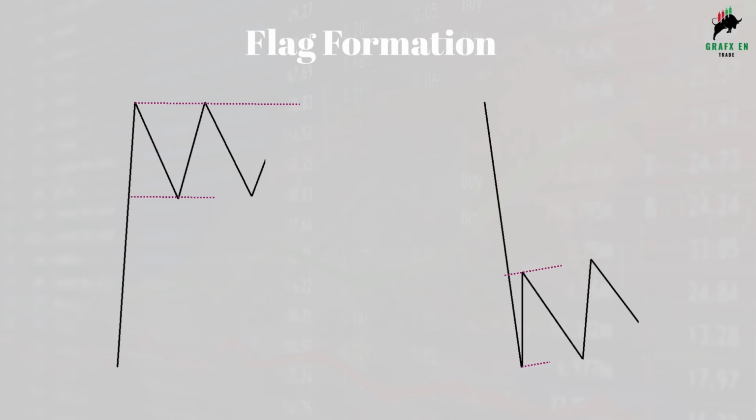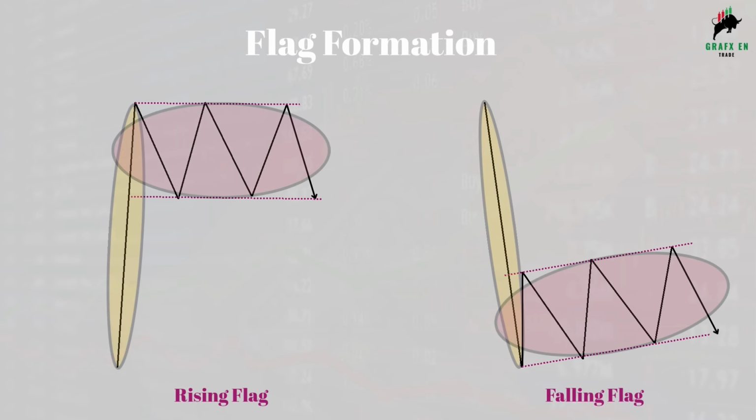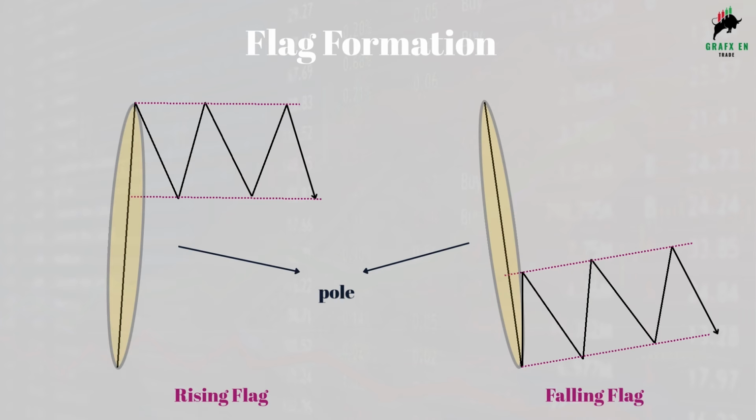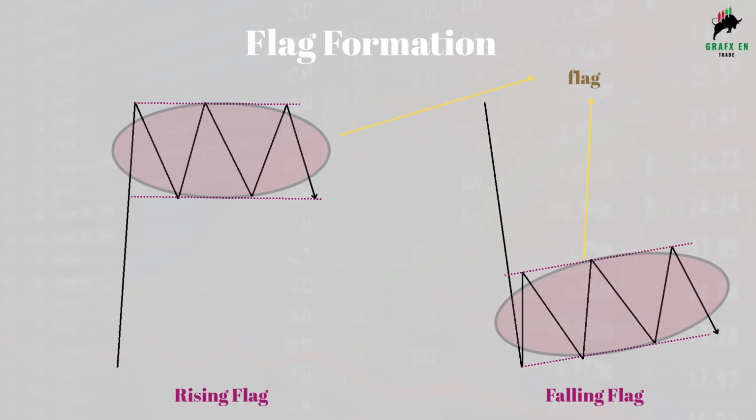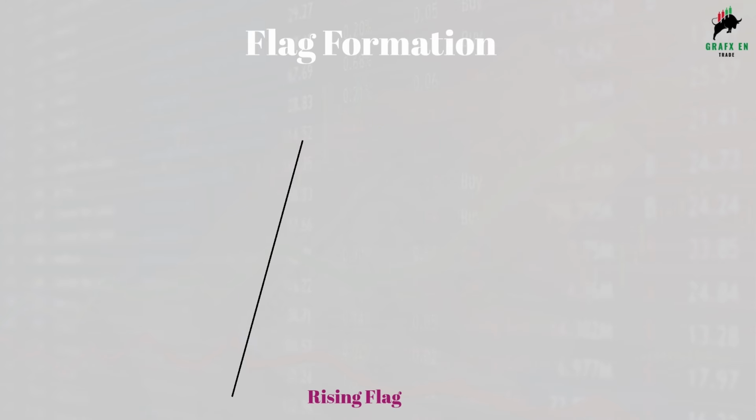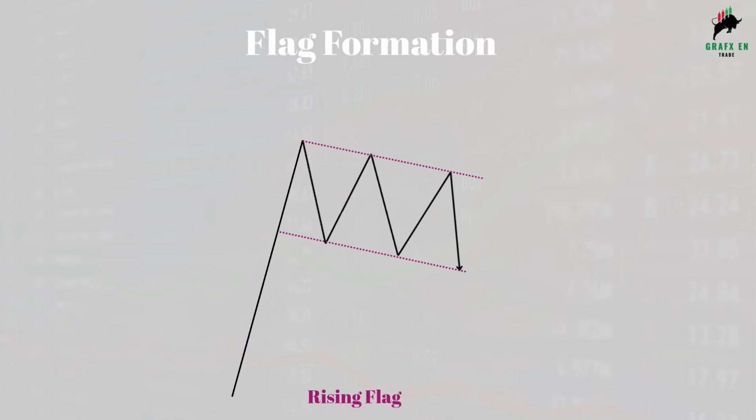The flag formation consists of two parts. The pole is the part where the price rises or falls sharply and steeply. The flag itself is the period of consolidation that follows, where the price moves sideways or slightly against the trend in a small channel. In a bullish flag, the price rises sharply, then forms a slight downward or horizontal channel. When this channel breaks, the price continues upward.